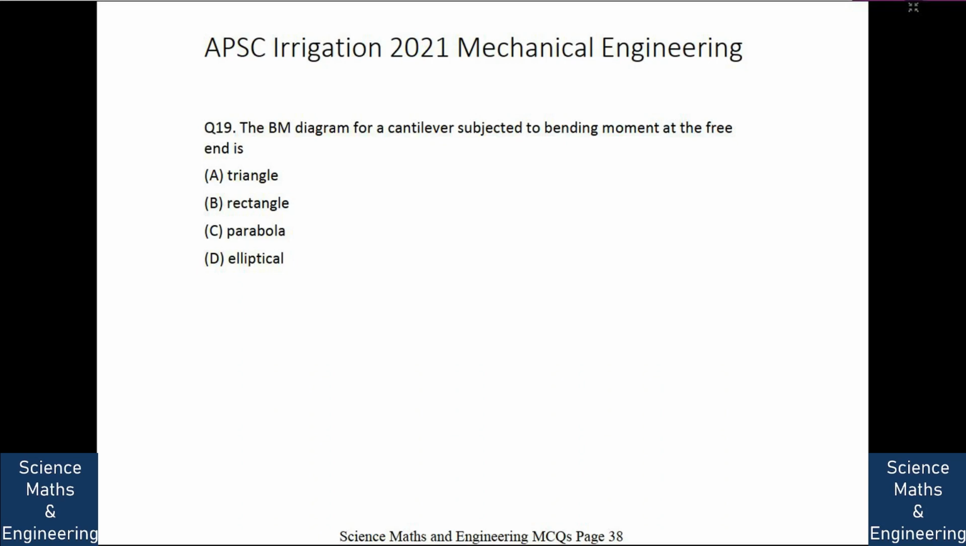The bending moment diagram for a cantilever subjected to bending moment at the free end is A, triangle, B, rectangle, C, parabola, or D, elliptical. So you can think of it.